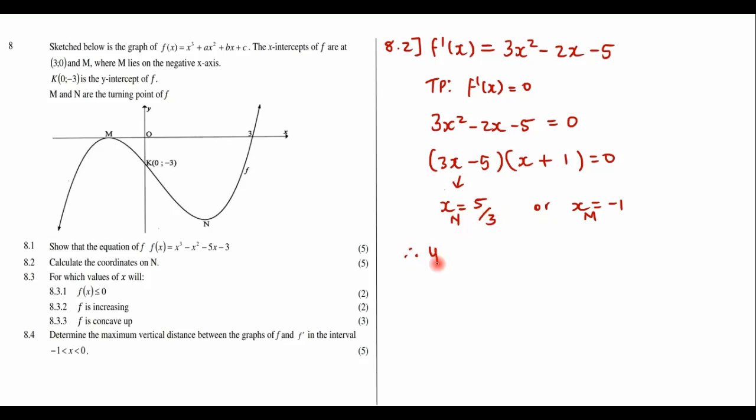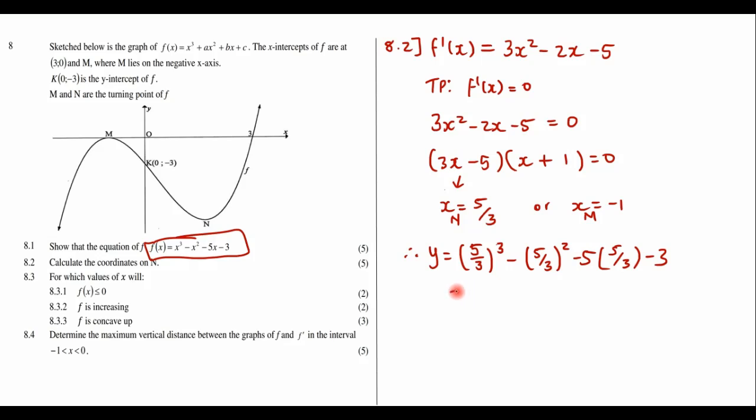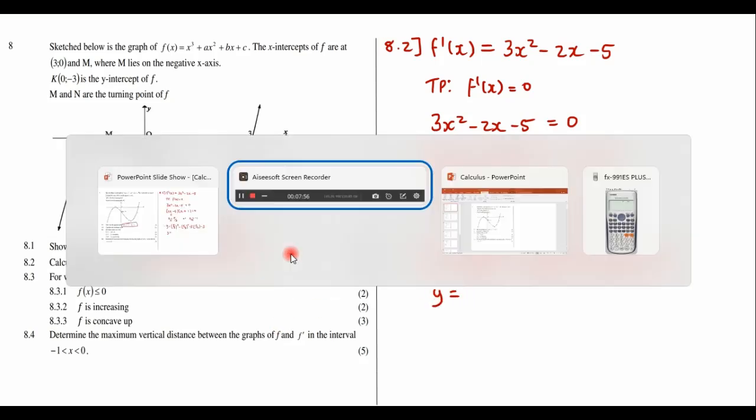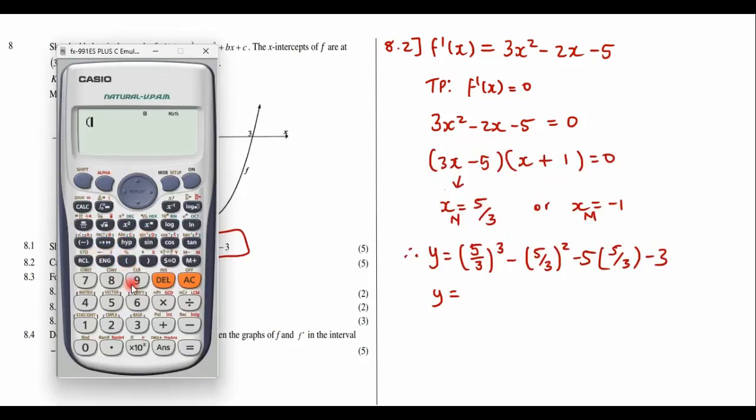So which means now to get the y value, I'm going to take this one and substitute it into the original equation. So now here I have 5 over 3 cubed minus 5 over 3 squared minus 5 into 5 over 3 minus 3. So now from here, I'm going to go ahead and press this onto our calculator. So pressing it into our calculator, I'm just going to try and move as quickly as I can.